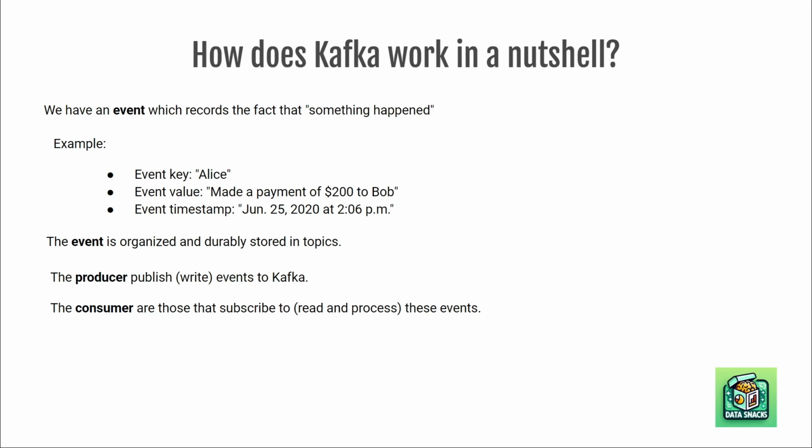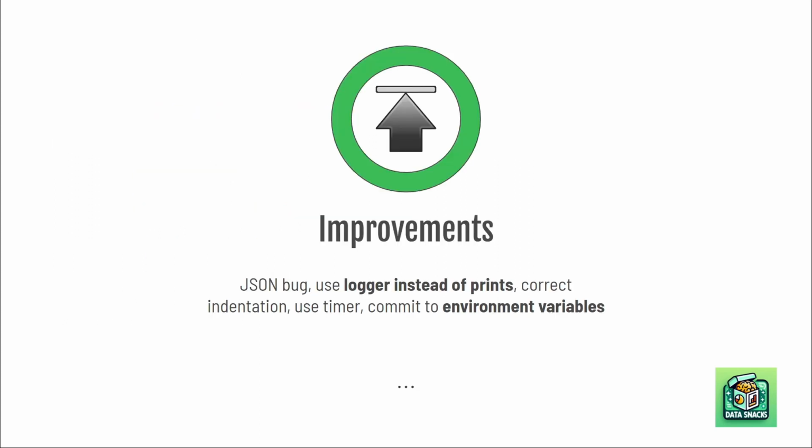The last but not least, the fourth topic, is the topic. A topic is a category or feed name to which records are published. Topics in Kafka are always multi-subscriber. That is, a topic can have zero, one, or many consumers that subscribe to the data written to it. But we need to move forward with what we need to do in our demo.